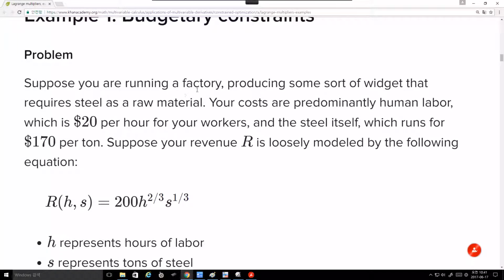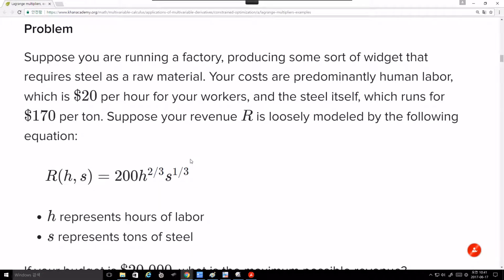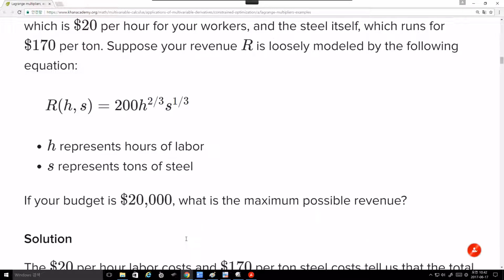Suppose you are running a factory producing some sort of widget that requires steel as a raw material. Your costs are predominantly human labor. The cost of labor is $20 per hour for your workers, and the steel is $170 per ton. Suppose your revenue is loosely modeled by the following equation. You put in labor and steel, and it generates some revenue. H represents the hours of labor, and S represents tons of steel.